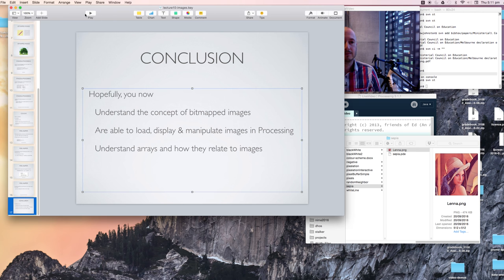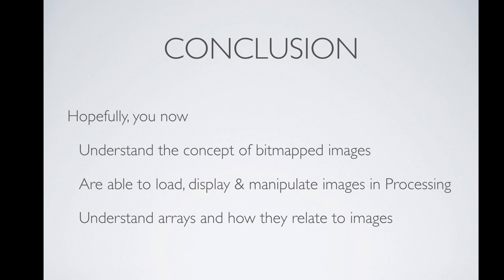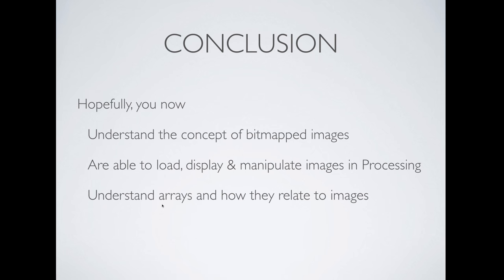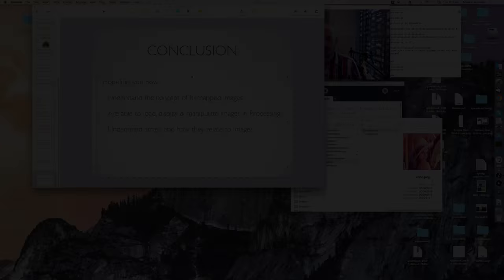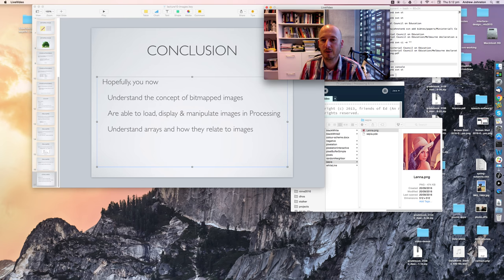So hopefully after this little short series of videos you now understand the concept of what a bitmapped image is, that it's just a big collection of pixels, a big collection of numbers that describes the color of each individual pixel element in an image. Hopefully you're able to load, display and manipulate images in Processing. You're able to access individual pixel values and set individual pixel values. And hopefully you have an understanding of arrays and the pixel buffer and how you can use the pixel buffer to manipulate the values in images and on the Processing screen.